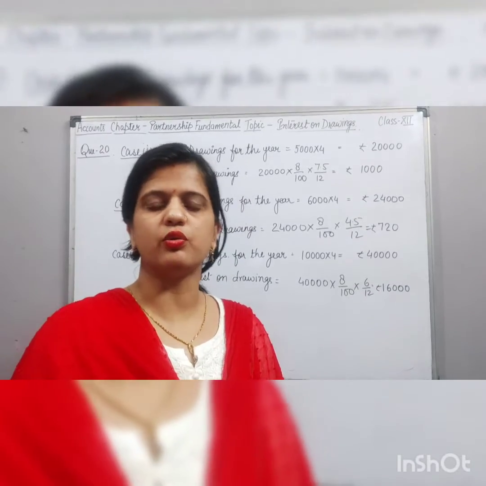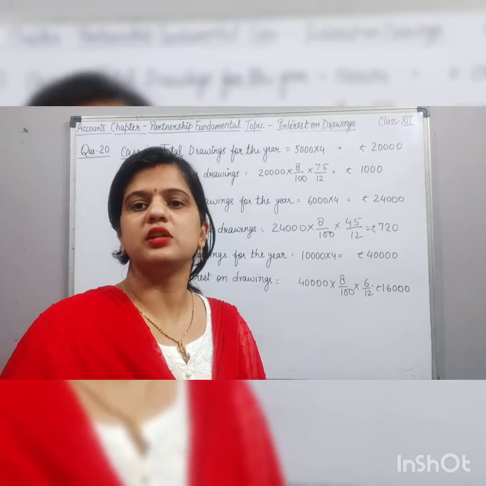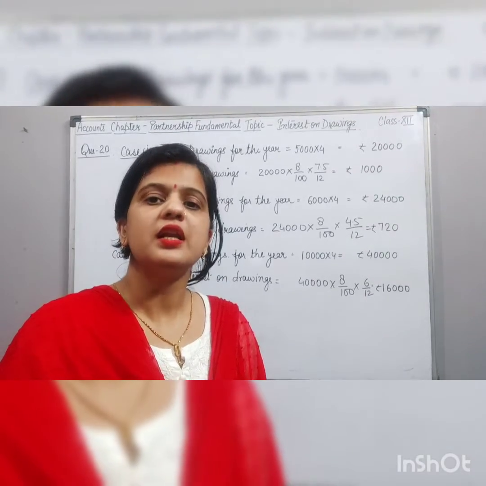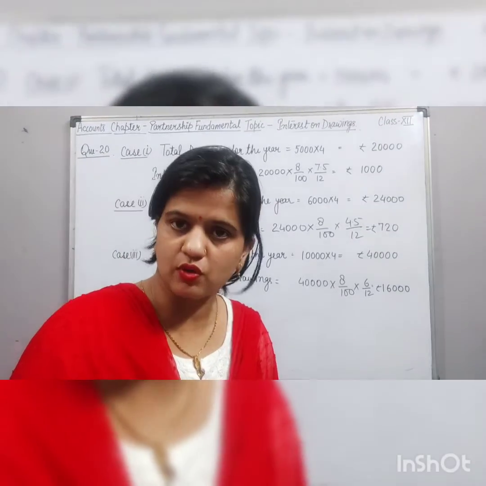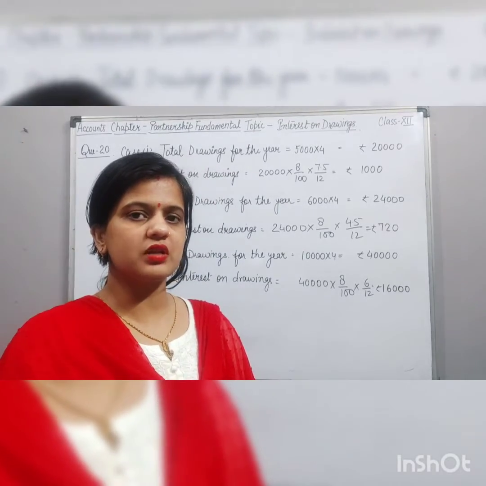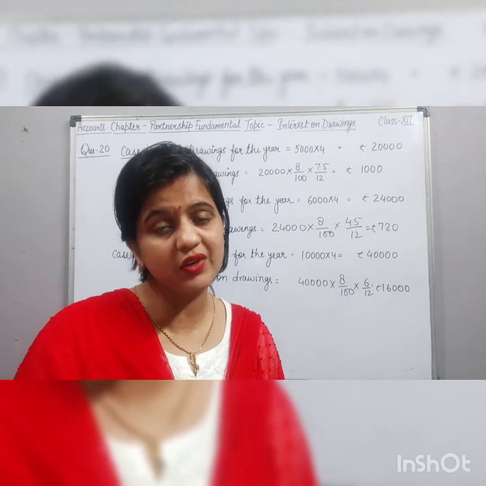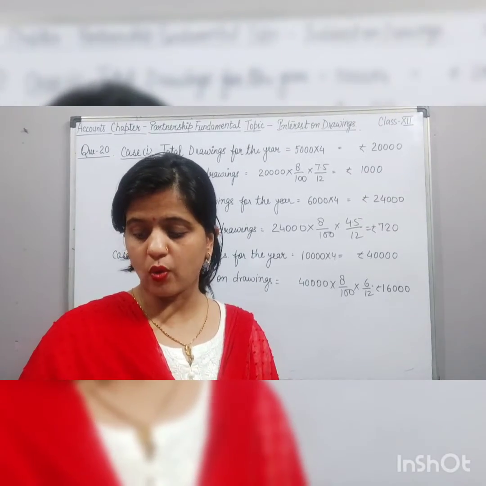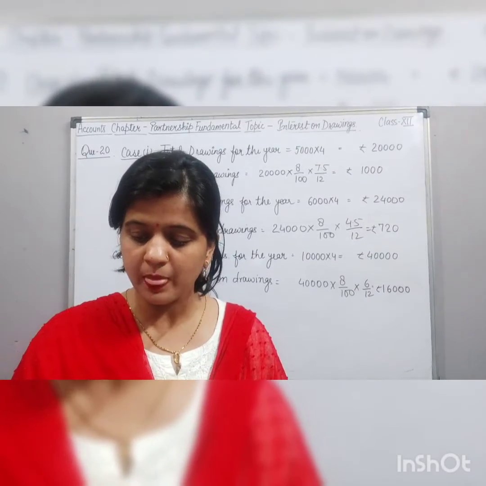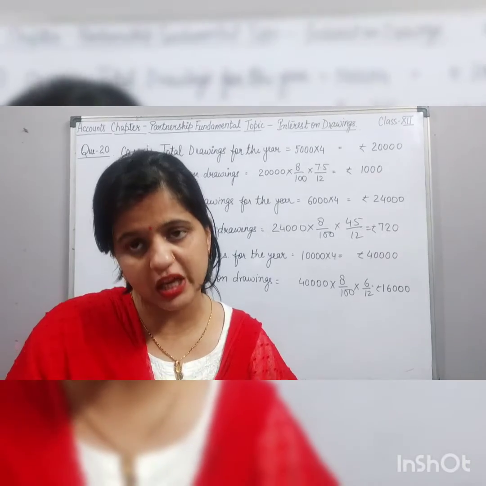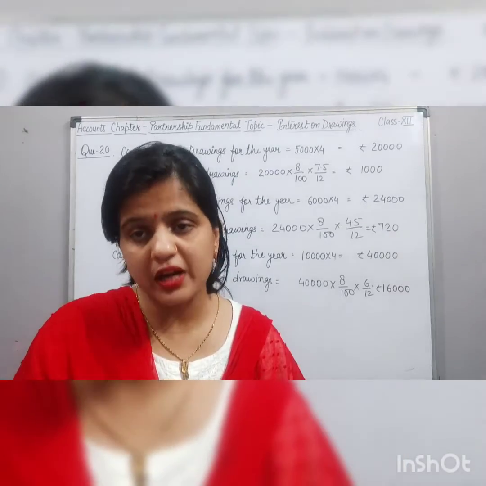Hello class 12. In the previous video, I explained question number 19, which is based on shortcut methods of calculating the interest on drawing. Now we are going to start the next question, question number 20. Here again 3 cases are given, and this is based on a quarterly basis. That means we have to calculate the interest on drawing if the amount is withdrawn at the beginning of each quarter, at the end of each quarter, and at the middle of each quarter.